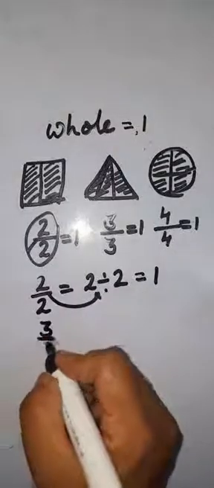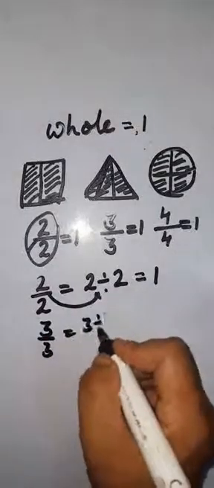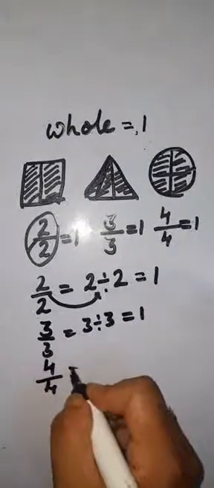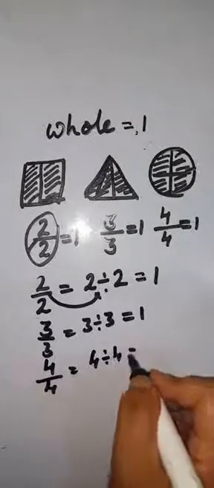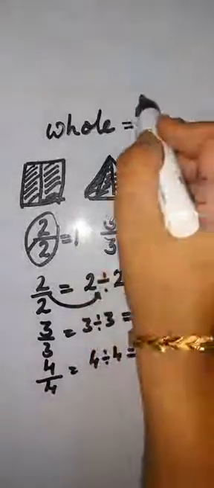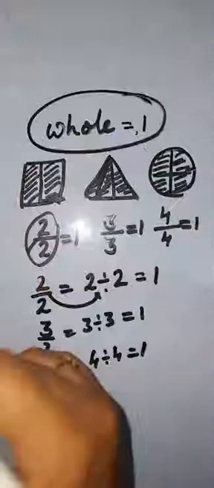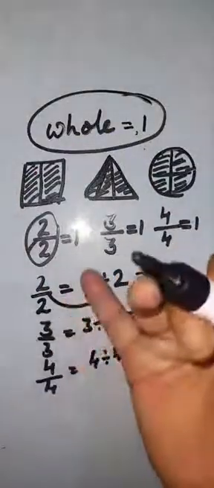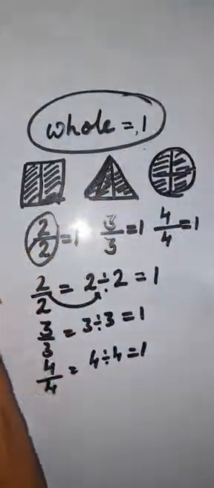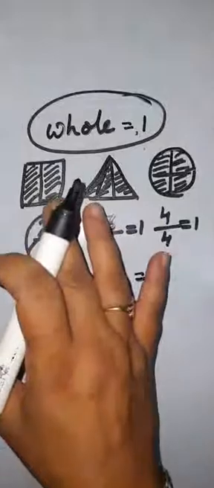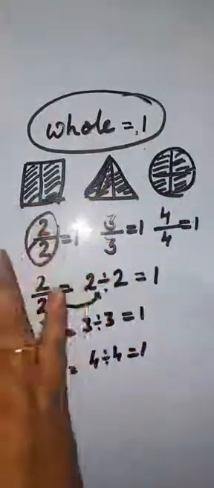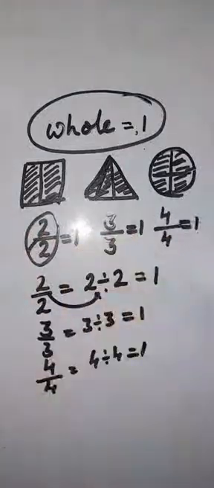Same 3 out of 3, it means 3 divided by 3 is equal to 1. 4 out of 4 is equal to 4 divided by 4 is equal to 1. It means that whole means 1, and we represent it when the number of colored parts is the same as the number of equal parts. Okay, we can divide it.